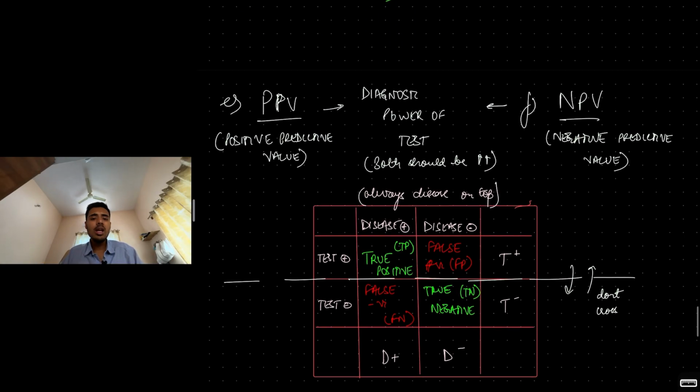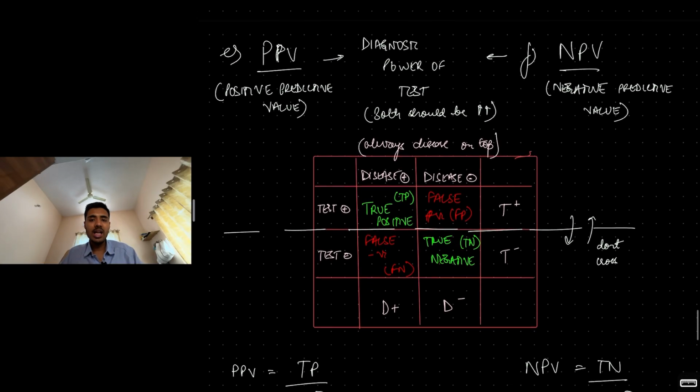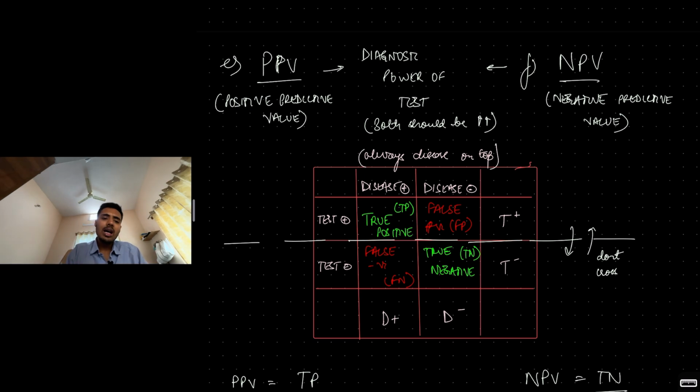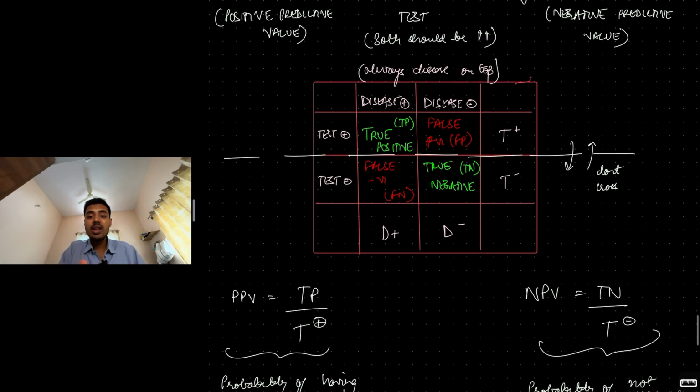Then come into something known as positive predictive value and negative predictive value. Now these are to assess the diagnostic power of a test. Both positive predictive value and negative predictive value have to be high for it to be a good screening test. This time we'll take rows into account.